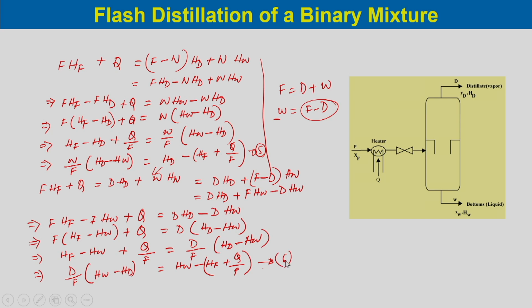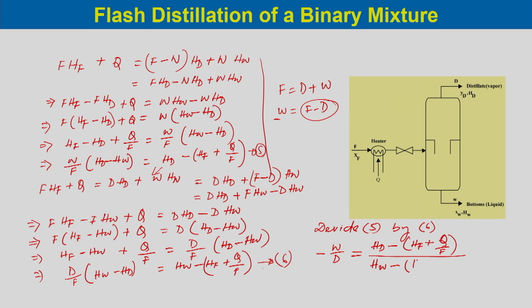Now, if we divide equation 5 by equation 6, you will essentially obtain minus W by D would be equal to HD minus HF plus Q by F divided by HW minus HF plus Q by F. Say this is equation 7.